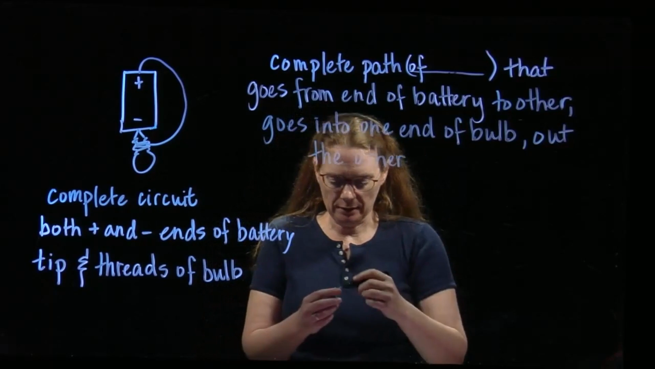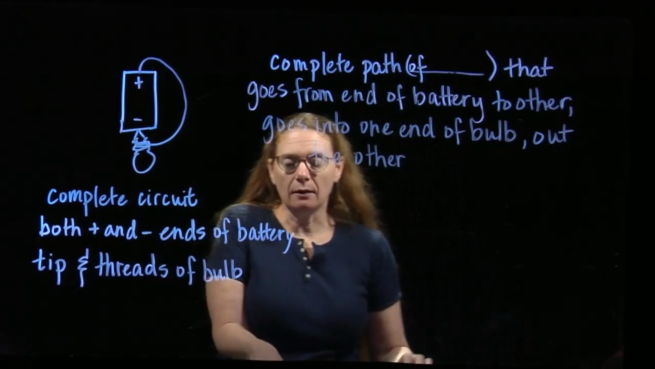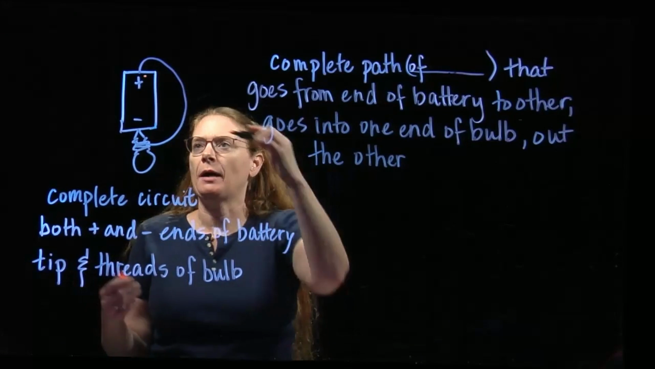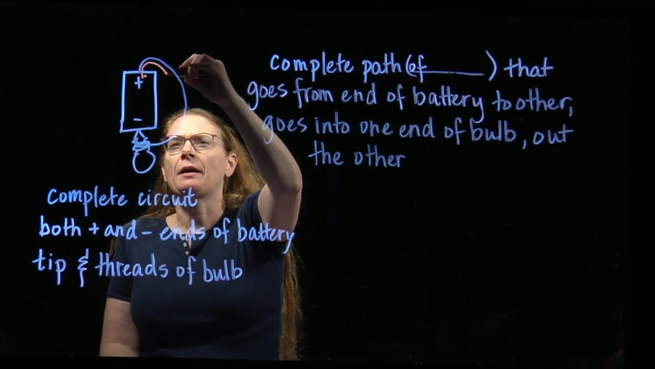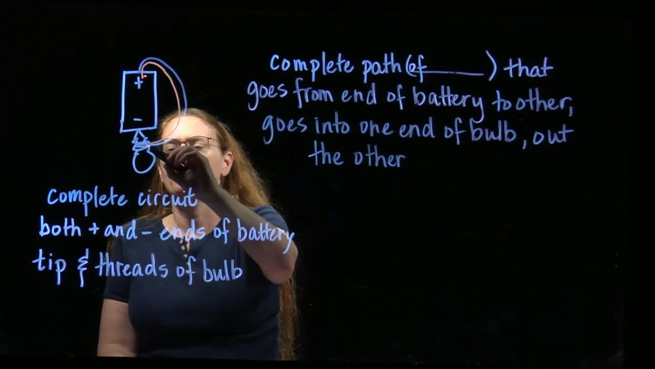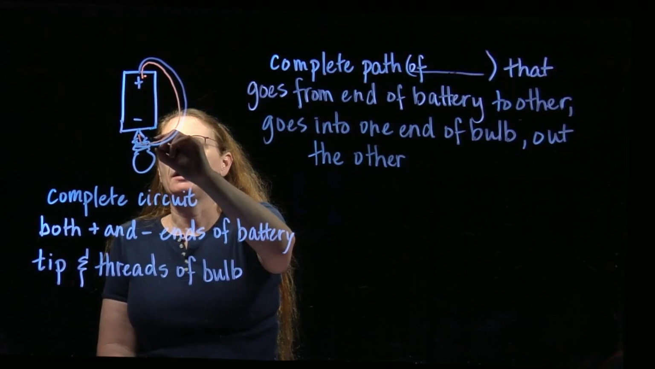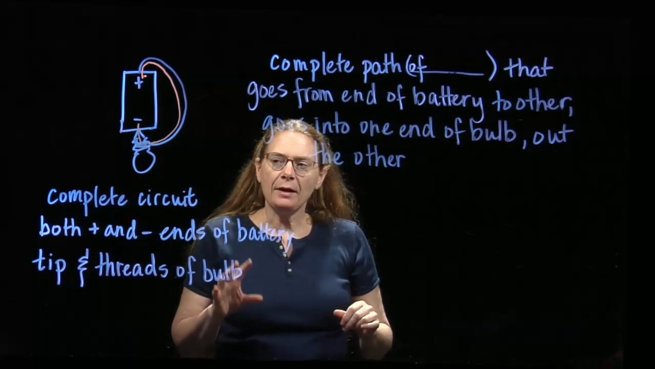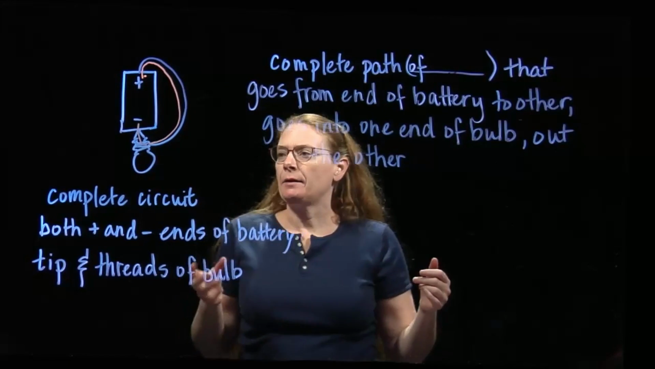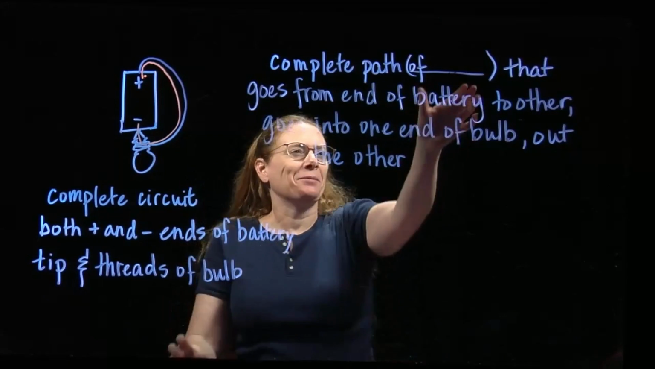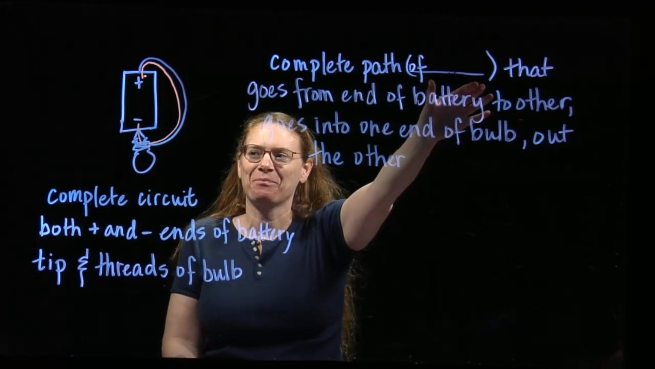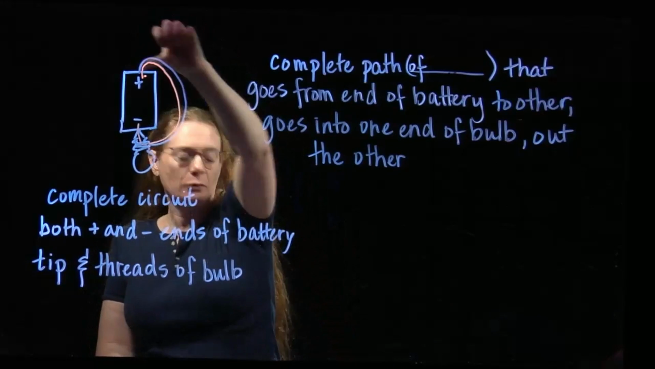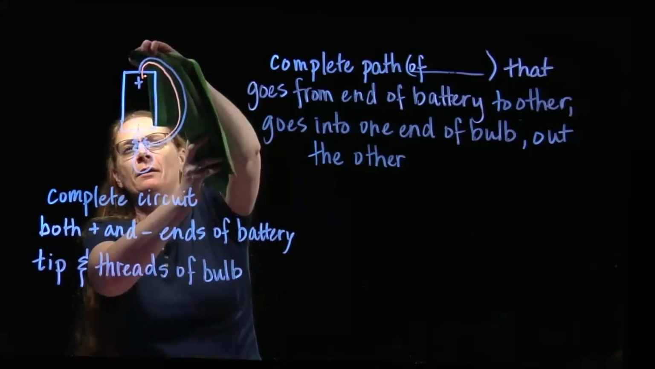So we've got a complete path into one end of the bulb, out the other end of the bulb. What this means is I can actually trace a line from one end of the battery. I tend to start with the positive. Is there a complete path that goes in one end of the bulb? Yep. Out the other end and gets me back to the other end of the battery. There we go. Now, another interesting piece here is, what is missing here? We could have a complete path that goes from one end of the battery to the other.